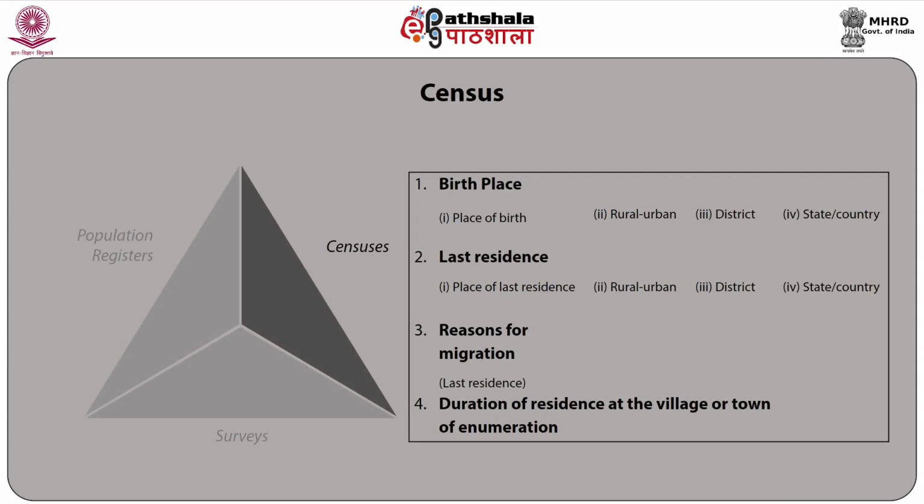There are many questions on migration status asked in the Census of India from 1971 to 2011, which are listed in this table. First, birthplace: place of birth, rural urban status, district, state or country. Second, last residence: place of last residence, rural urban status, district, state or country. Third, reasons for migration. It is also asked for last residence. Fourth, duration of residence in the village or town of enumeration.